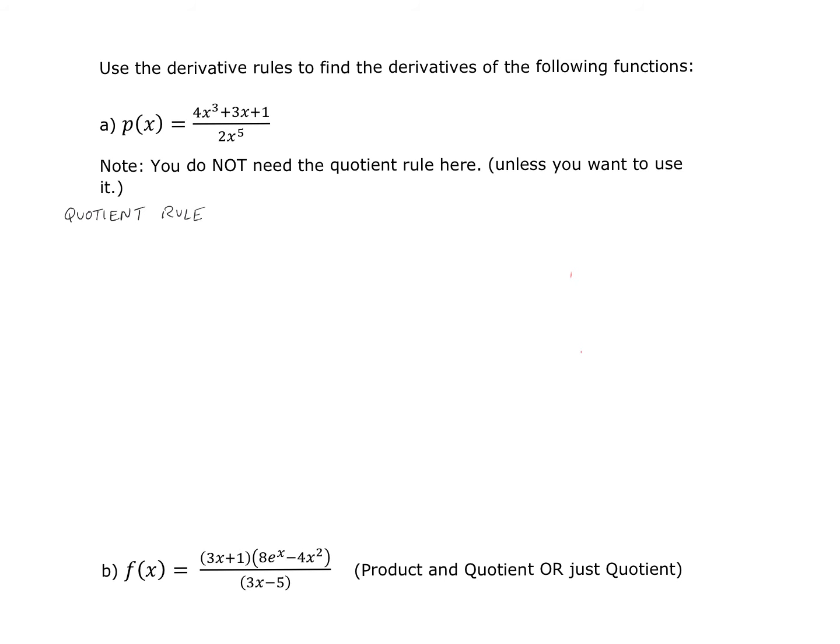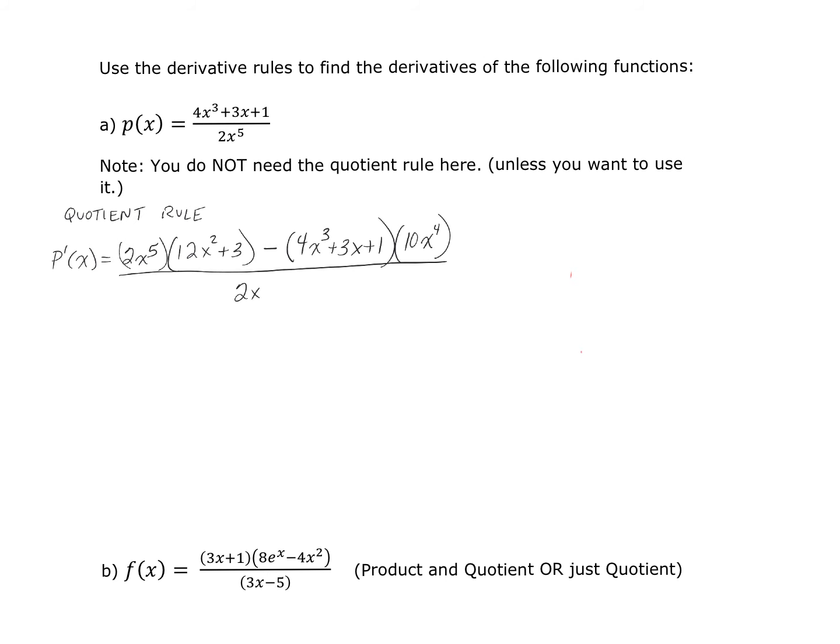we're going to say the derivative p prime of x is the bottom, 2x to the 5th, times the derivative of the top, which is 12x squared plus 3, minus the top, 4x cubed plus 3x plus 1, times the derivative of the bottom, which is 10x to the 4th, all divided by 2x to the 5th squared.